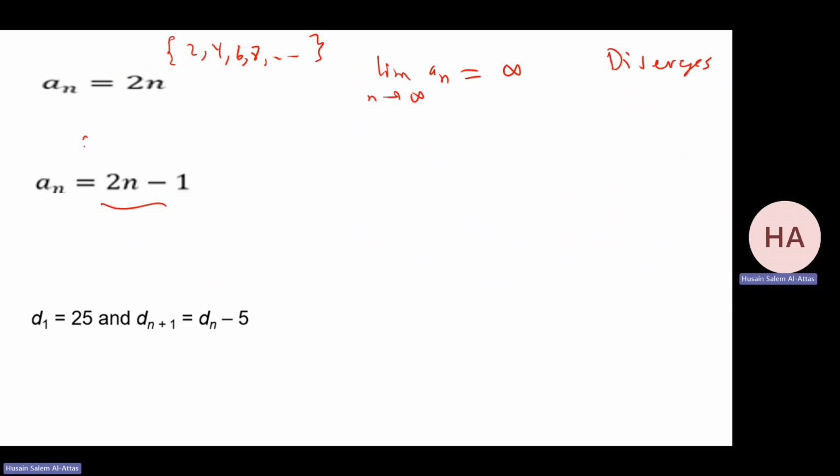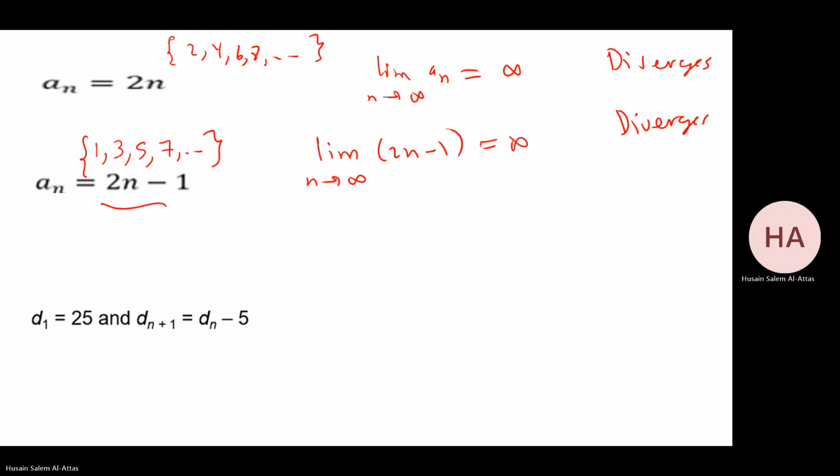What about this, the odd numbers? If n equals 1, I have 1, then 3, 5, 7. These are the odd numbers. So what is the limit of 2n minus 1? It's 2 times infinity minus 1. For sure, it's infinity. Diverges. What about this one? For sure, as n goes to infinity, it will diverge.